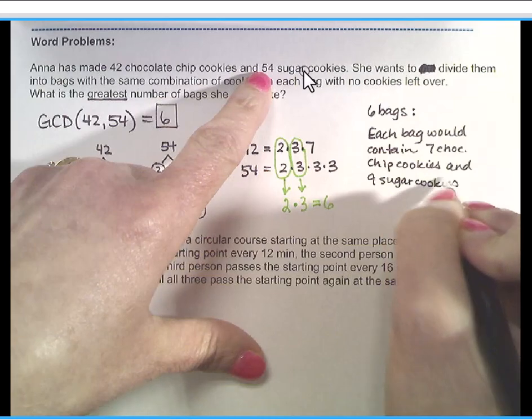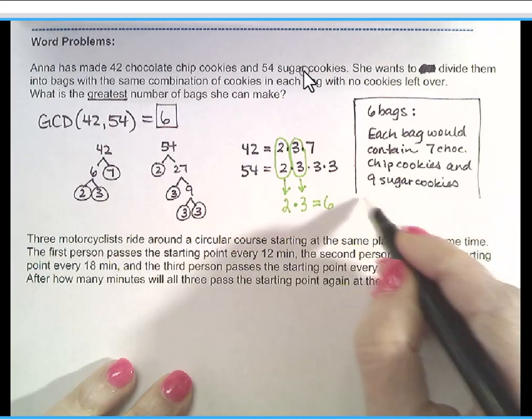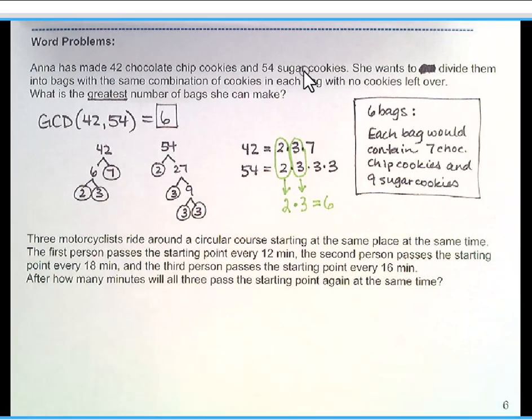I know it didn't ask for this last part. It just asked for how many bags. But I think it's helpful to know, and as teachers, you're going to have to be like divvying up classroom supplies all the time. So this is actually kind of a thing that you might use. If you're trying to find the greatest number of bags she could make, it would be 6. And then this tells you how many would be in each bag. So it's a GCD problem. That's the takeaway.